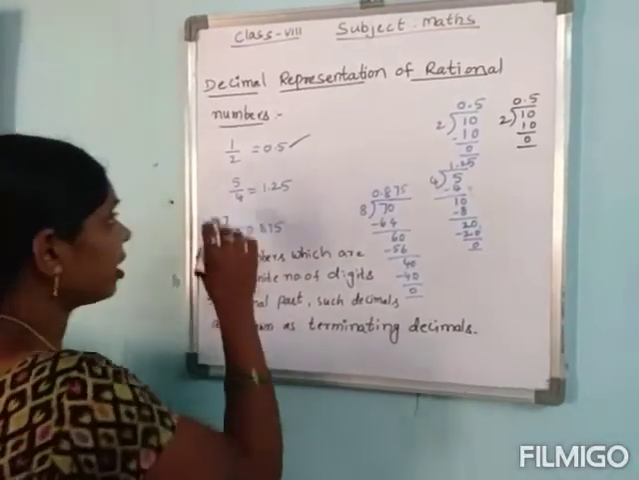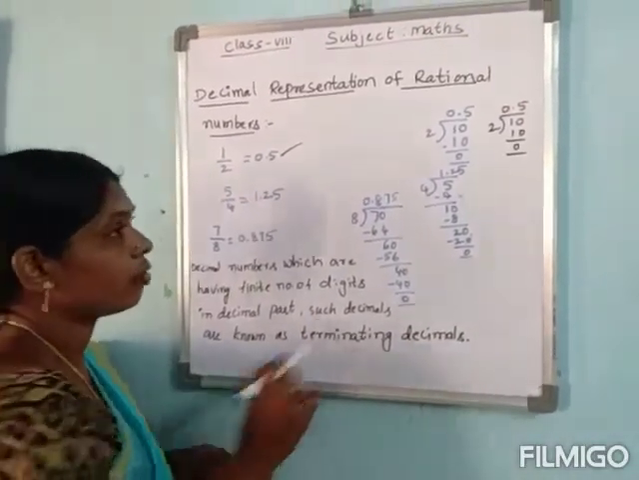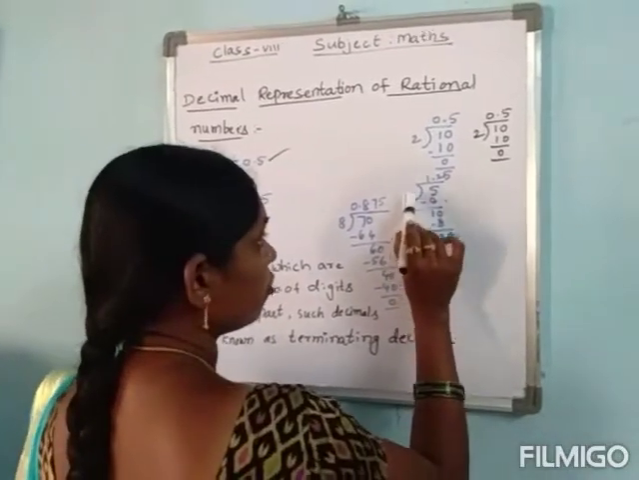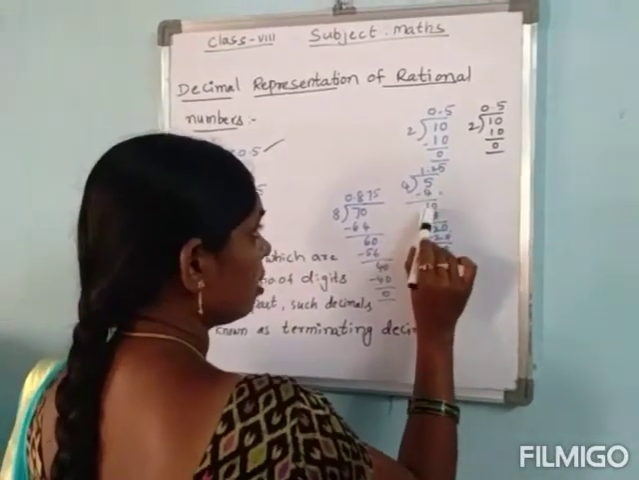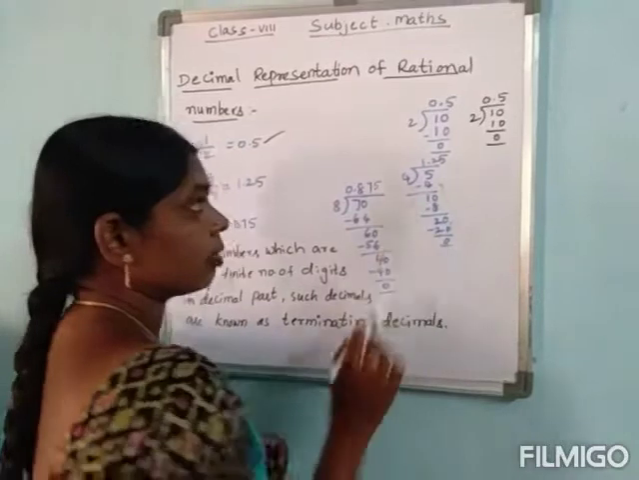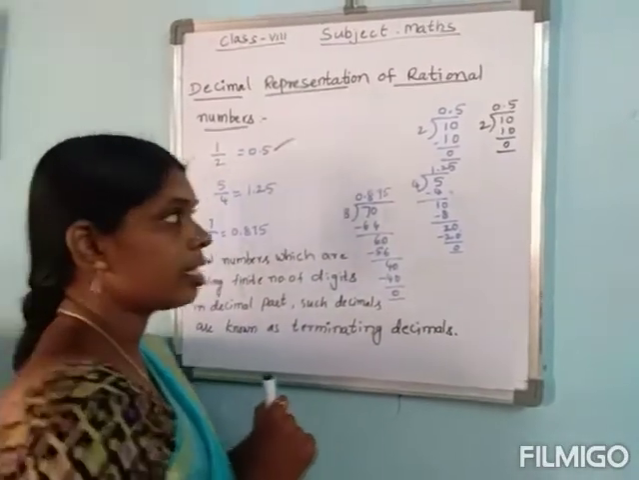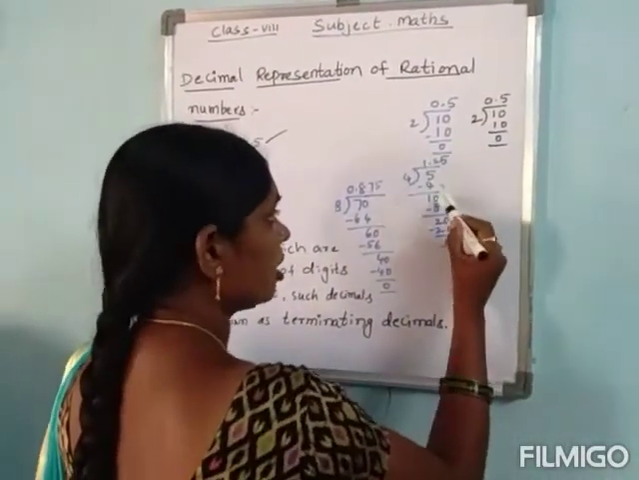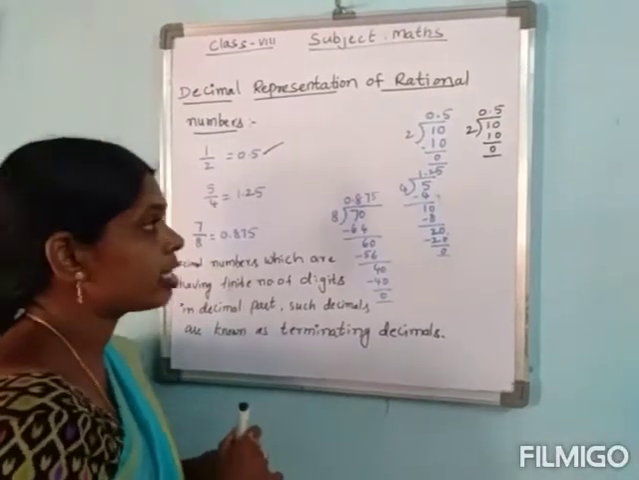In the same way, I am taking another one, 5 by 4. So 5 is divided by 4. 4 ones are 4. The remaining 1 is just less than 4. So that's why we are taking the decimal point. We are dropping 0 down.